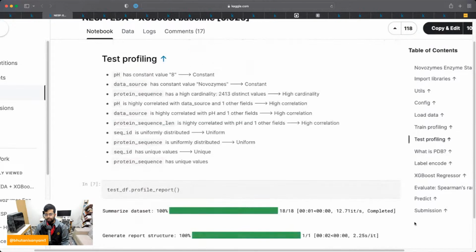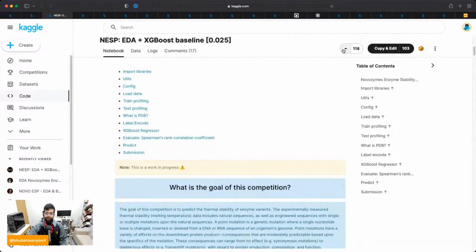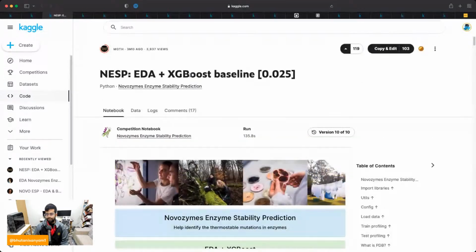I don't think there is anything else I wanted to highlight from this, but that's an overview of what enzymes are and what proteins are. I'll remember to upvote all the notebooks I'm going through, and if you find these useful, also remember to support the work of the authors.